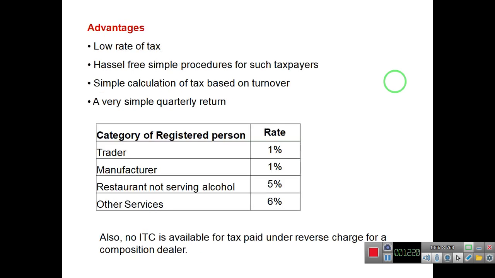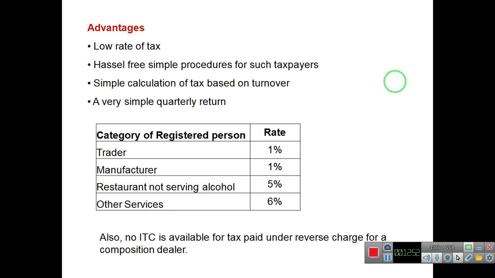What are the advantages of composition scheme? The rate of tax is lower compared to normal rates of GST. Second, it's a hassle-free, simple process for taxpayers. Third, the calculations are simple and based on turnover. And in case of a composition dealer, he can submit quarterly return instead of monthly return.